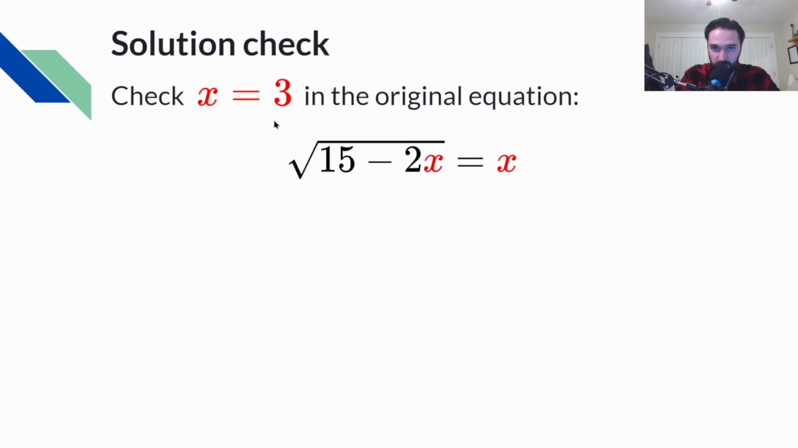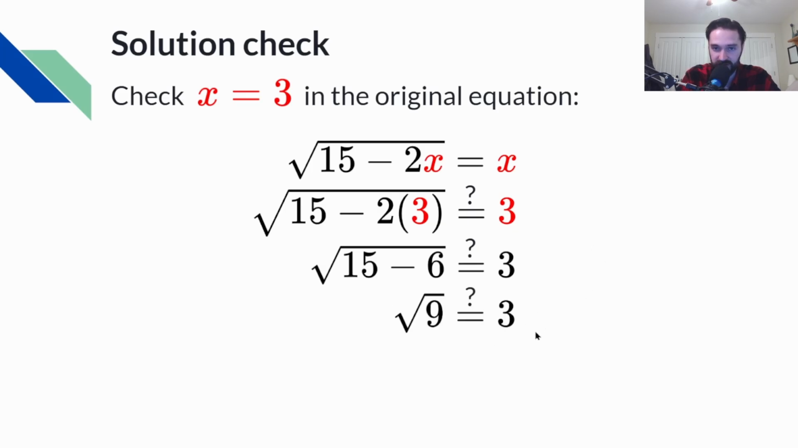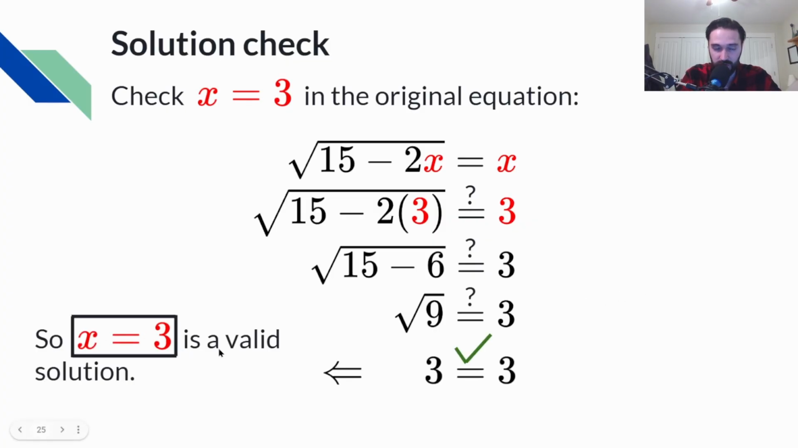Let's check x equals 3. When we do that, we get this. And we perform the subtraction under the radical, 15 minus 6, that is equal to 9. So we have the square root of 9 equal to 3. The square root of 9 is 3. So we get a true equation, we get 3 equals 3, which means that x equals 3 is a valid solution.